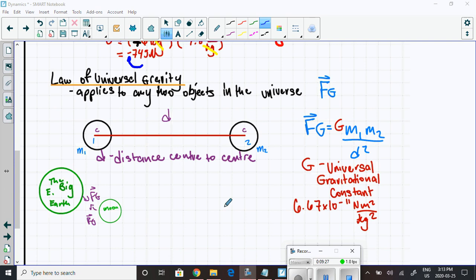Now, the next thing we want to talk about is the law of universal gravity. It applies to any two objects in the universe. It mostly applies to large celestial objects. For example, the force of gravity between the sun and the earth, the force of gravity between the earth and the moon, things like that.